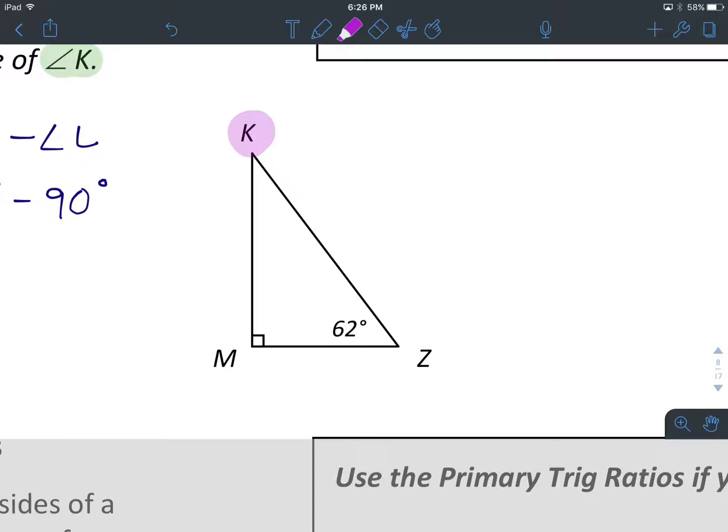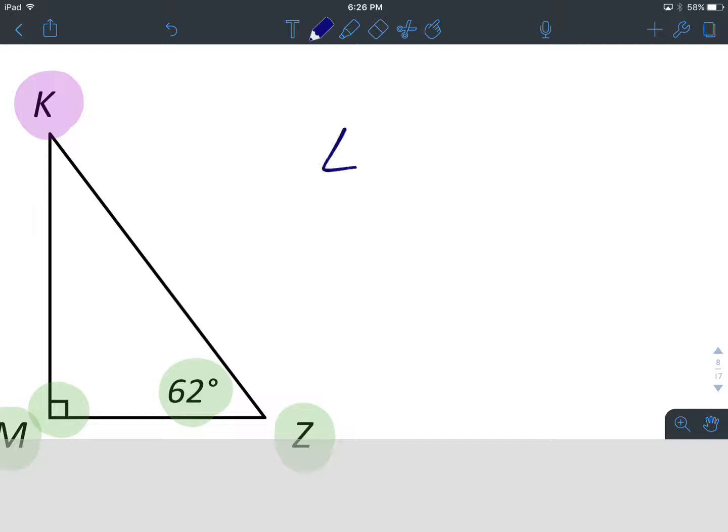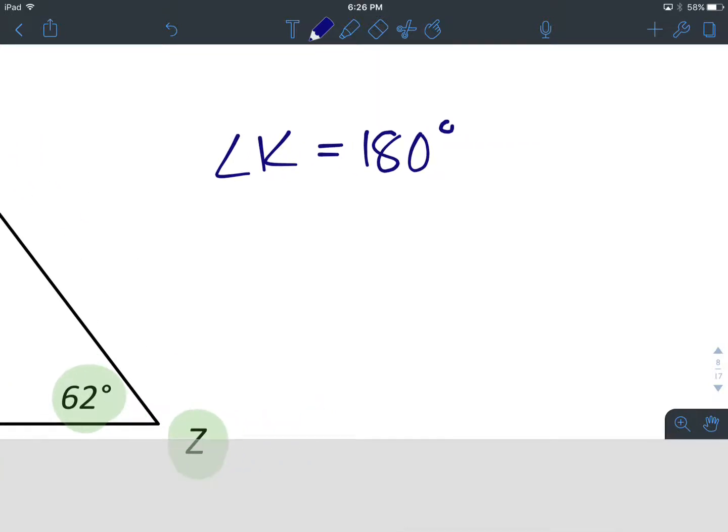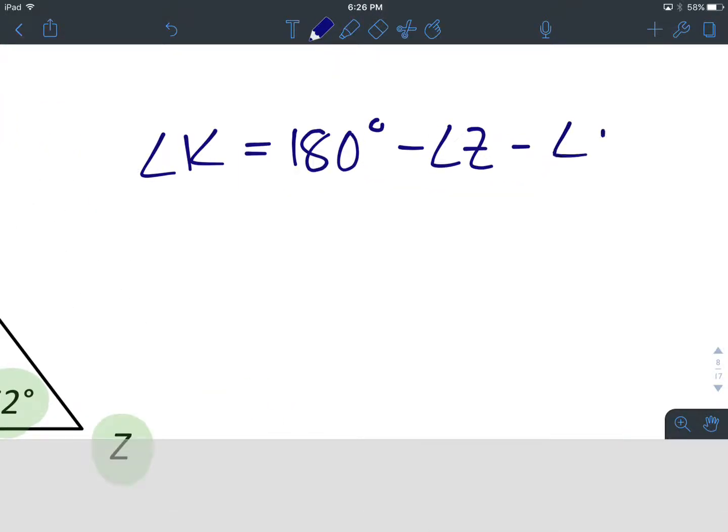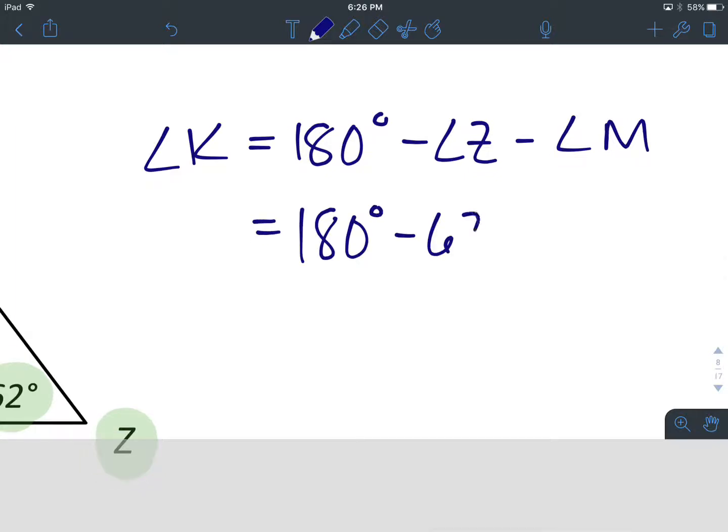Okay, let's have a look at this triangle now. We know that angle K is what we're looking for. We've been provided angle Z at 62 degrees as well as angle M at 90 degrees. So let's write ourselves that equation again. Angle K will be equal to 180 degrees minus angle Z and minus angle M. And now let's fill in those values that we know. Angle Z was 62 degrees and angle M was 90 degrees.